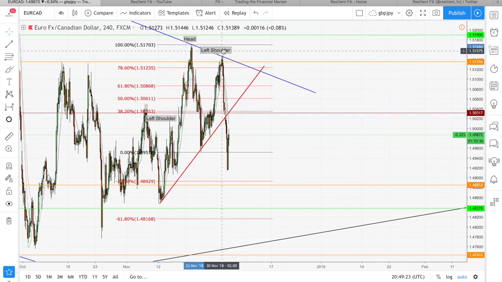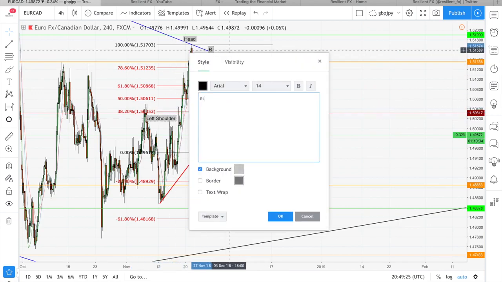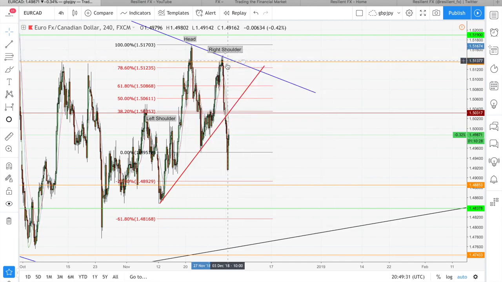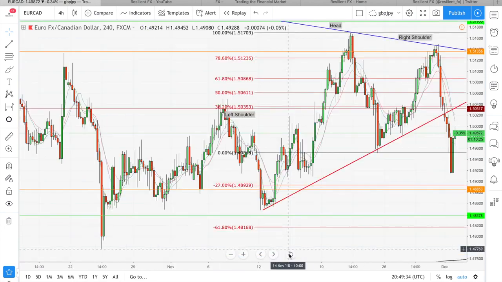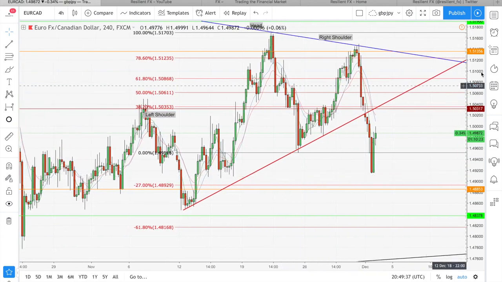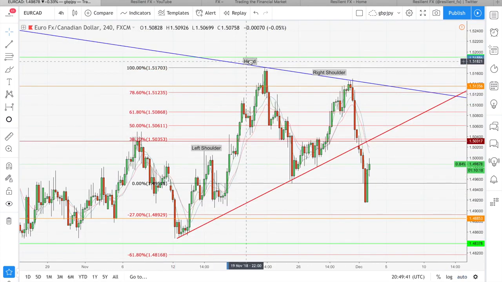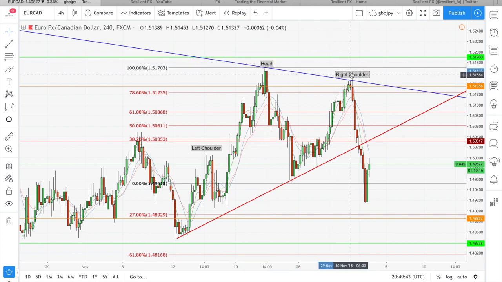And now what always happens after heads and shoulders, and this is a key confirmation for me, as soon as it created the right shoulder, it came down. Now if I zoom in for you all to see this nice and clear, here's our left shoulder, here is our head, and there's our right shoulder.